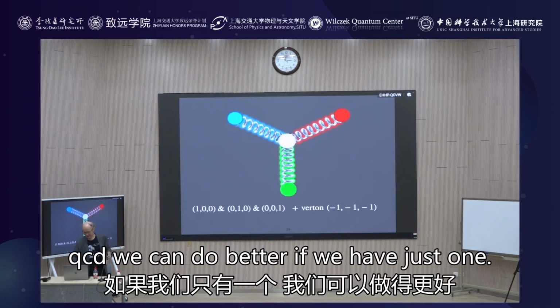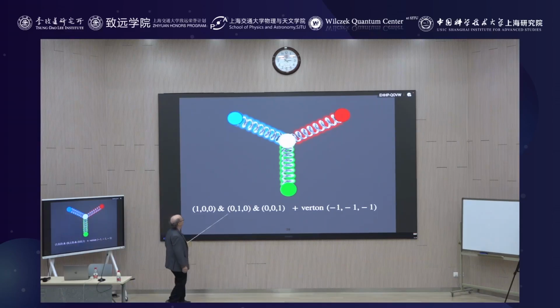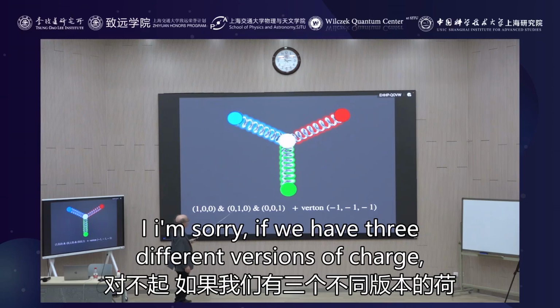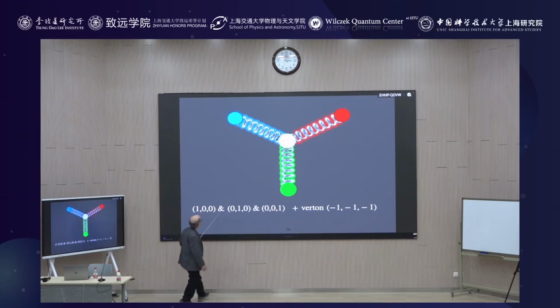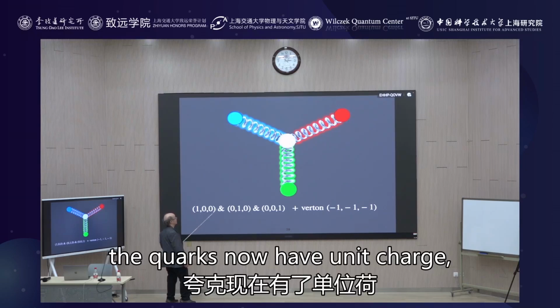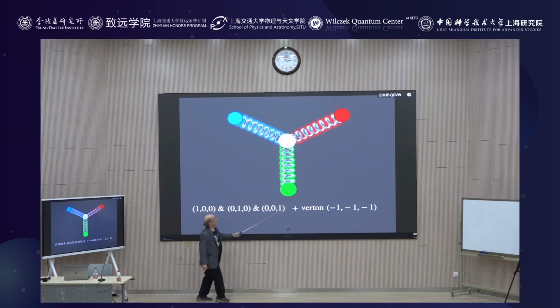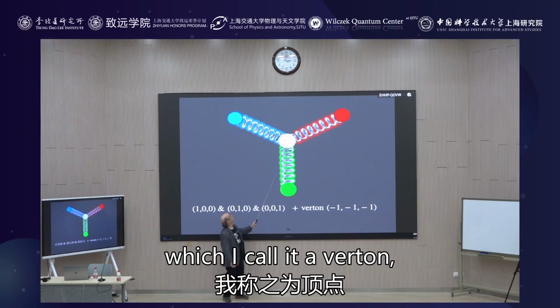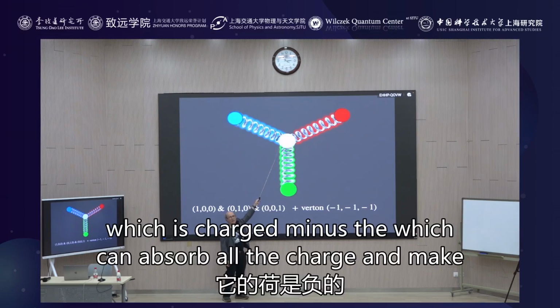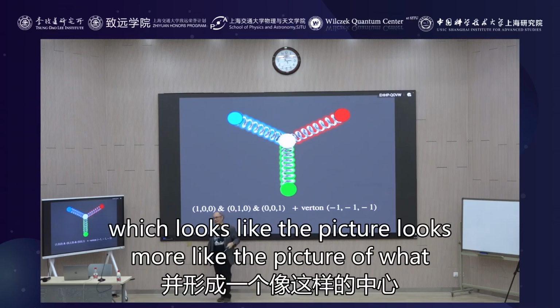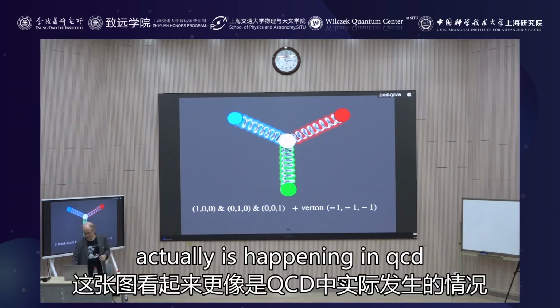We can do better if we have just one, I'm sorry, if we have 3 different versions of charge, and the quarks now have unit charge, so we don't have those tricky assignments, but the straightforward ones. And we add a new object, which I called a verton, which is charged -3, which can absorb all the charge and make a hub like that, which looks more like the picture of what actually is happening in QCD.